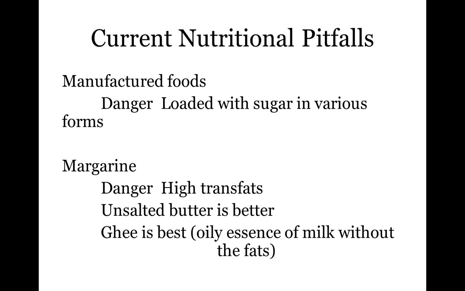Manufactured foods that are loaded with sugar in various forms, or margarine, which is dangerous in terms of its high trans fat content, are not healthy choices, and yet they are rampant within our culture because the food manufacturers need to make money in order to continue to put out these products. Unsalted butter, if you're going to use a good nutritional form of butter, is unsalted, and ghee is actually the best of all, and we'll talk about that a little bit later.